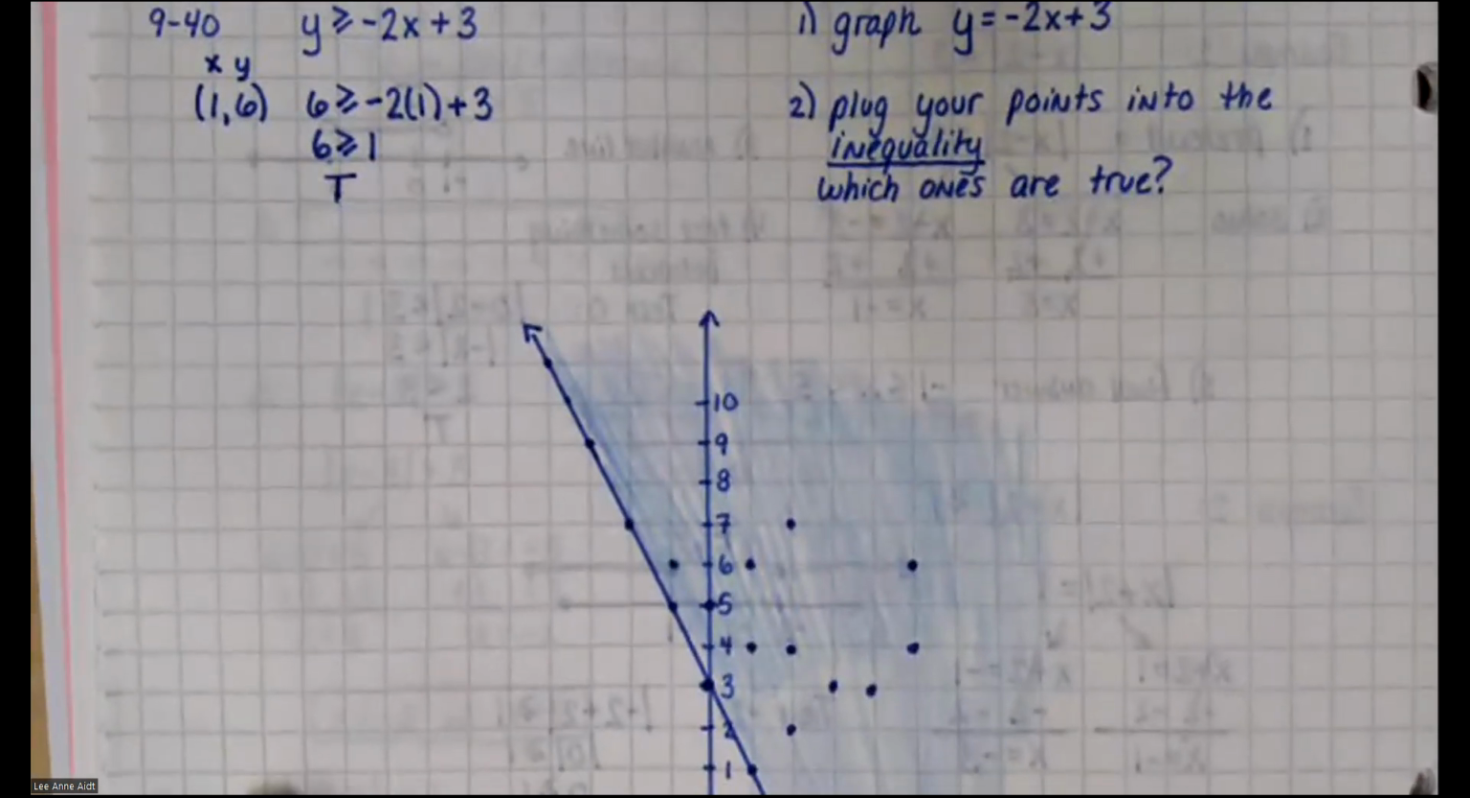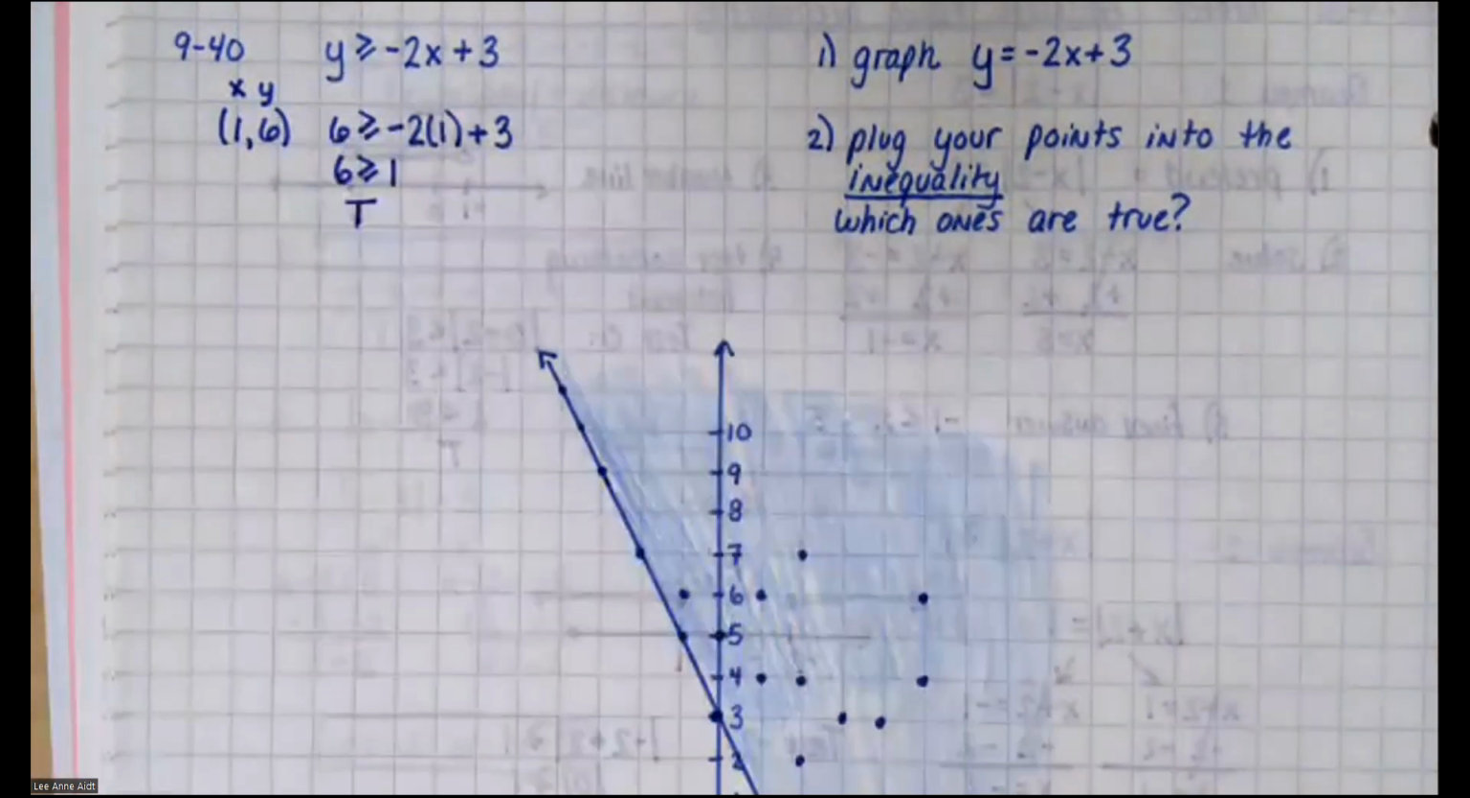This, by the way, is a strict inequality because it has the or equal to on it.